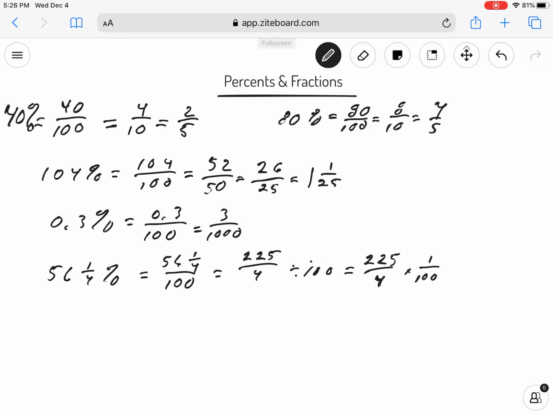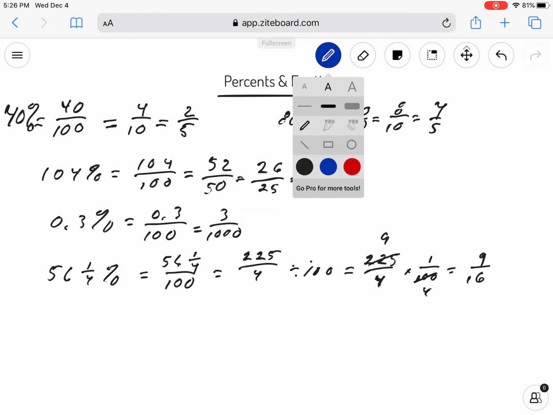All right, so I know I can divide both of those by 25. So if I divide those by 25, I get 4 instead of 100, and 225 divided by 25 is 9. So 9 times 1 is 9, and 4 times 4 is 16. So that's actually 9/16. All right, so that's converting percentages over to fractions. Okay, we can do it the other way.